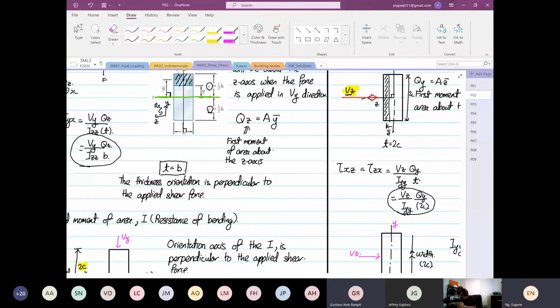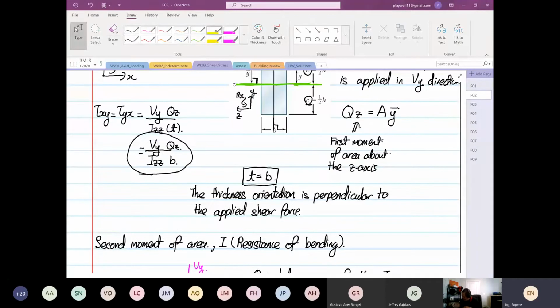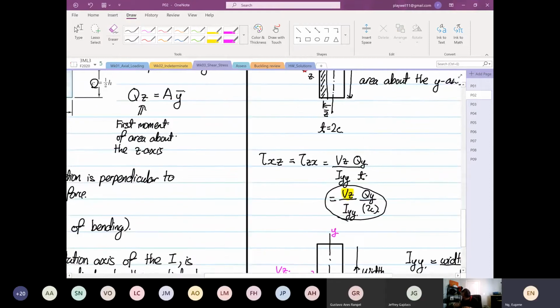So something's more simple than that. There's something very simple that you can recognize, in terms of the trend, that will help you remember the formula. The first thing is this. When it's Vy, the I and the Q will be in the ZZ orientation. Yes or no? On the other side, when you have VZ, you are going to use IYY and QY. So don't mix it up.